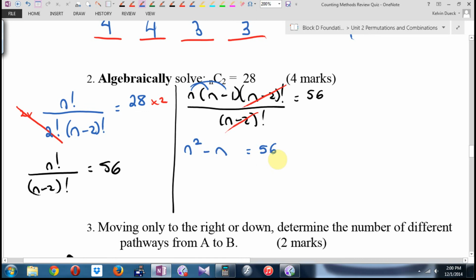What kind of an equation is this? It's a quadratic. How do I know? Because Mr. Dueck did a lesson on quadratics at the beginning of the year. It's got a squared. How do I solve a quadratic? I have to make it equal to 0 first. I would subtract 56 from both sides. And I'll get n squared minus n minus 56 equals 0.